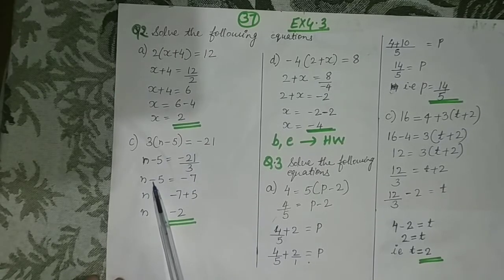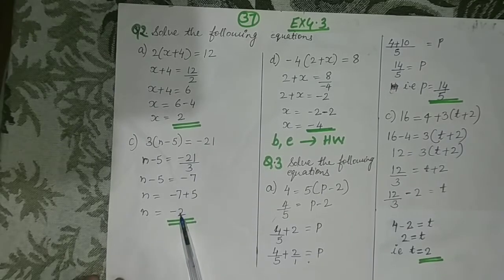Now we are shifting minus 5 from LHS to RHS. Minus 5, when it goes from LHS to RHS, it will add. Minus 5 will change into plus 5. So n is what, children? Minus 7 plus 5. You know, minus 7 plus 5 is minus 2. So value of n is minus 2.